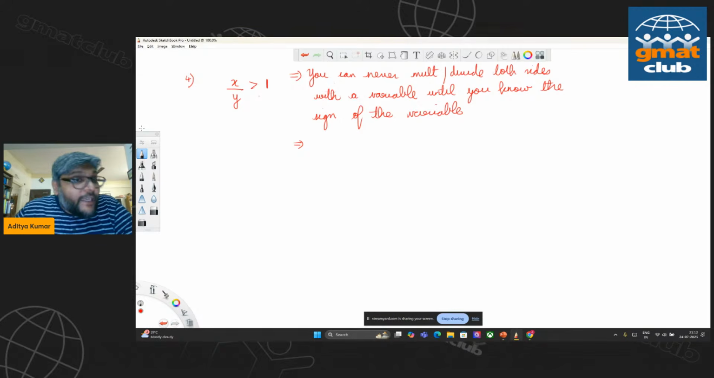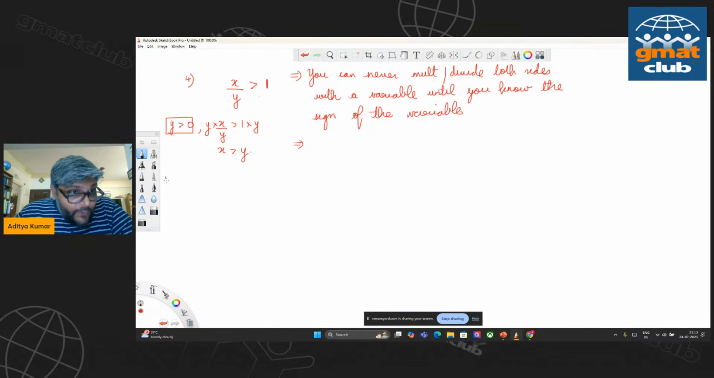But what if the sign of the variable is given to you? What if I give you the same equation, but I give you y is greater than 0? Now, y is greater than 0. Since I know y is positive, I can multiply both sides by y. And by multiplying both sides by y, I know I can keep the inequality sign the same. So x would be greater than y.